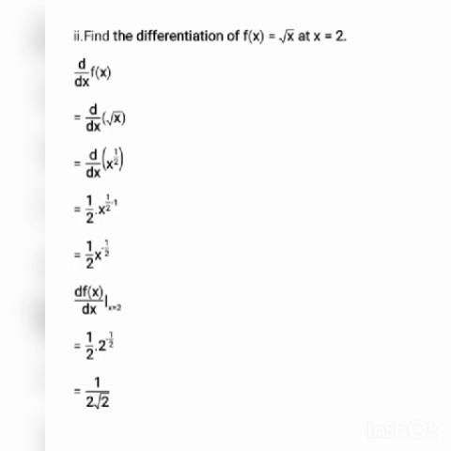Our next problem is find the differentiation of f(x) equal to root x at x equal to 2. Here we will also first differentiate f(x). The differentiation of f(x) equal to root x is half x to the power minus 1 by 2. Now to find df(x)/dx at x equal to 2, we will substitute x by 2. That is, we will have 1 by 2 into 2 to the power minus half, which is 1 by 2 root 2.